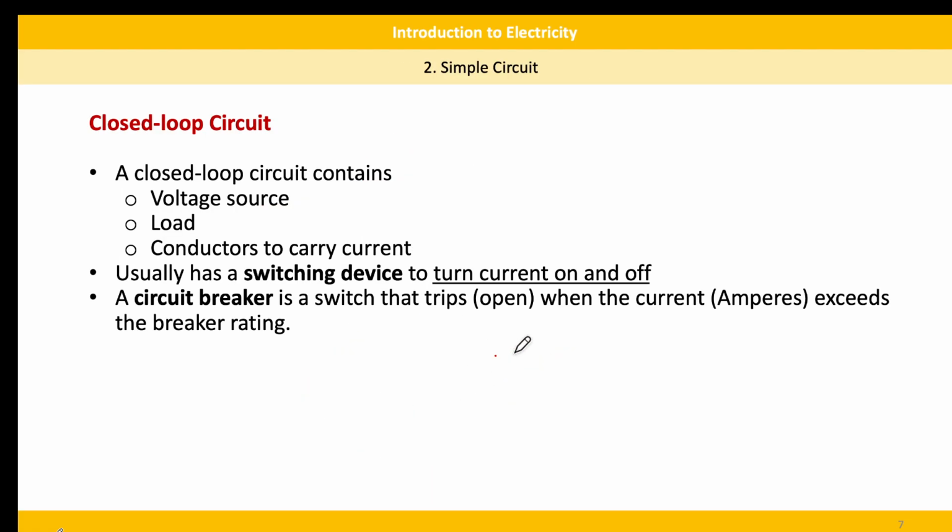So what are the details of a closed loop circuit? A closed loop circuit contains a voltage source like a battery, a load like a lamp or some other equipment, and a conductor to carry current, usually electrical wires, and usually a switching device to turn current on and off. And what is a circuit breaker? It's a switch that trips open when the current amperage exceeds the breaker rating. It is a safety design. We have to provide it for all apartment units, and for all buildings, residential and commercial. You have to provide the circuit breaker.